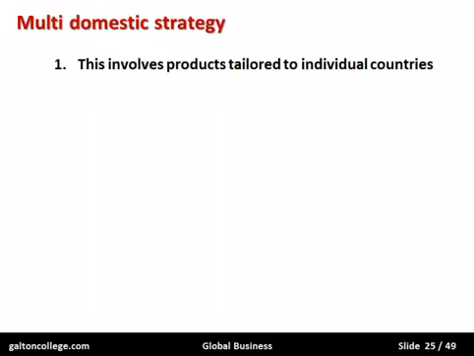Multi-domestic strategy. Well, this involves products tailored to individual countries. We think of products aimed at particular countries. For example, air conditioners are particularly suited to tropical countries. So the big industries in air conditioning, the big producers, normally are clustered in countries with very high temperatures and with a requirement for air conditioning. So it involves products tailored to individual countries.